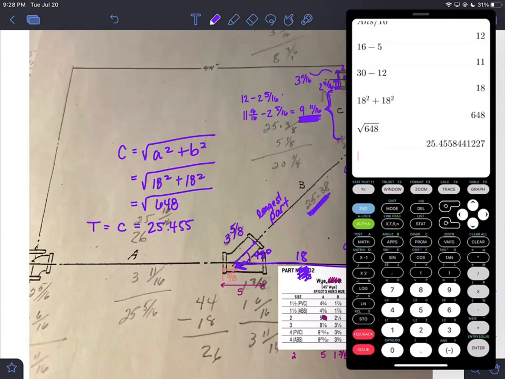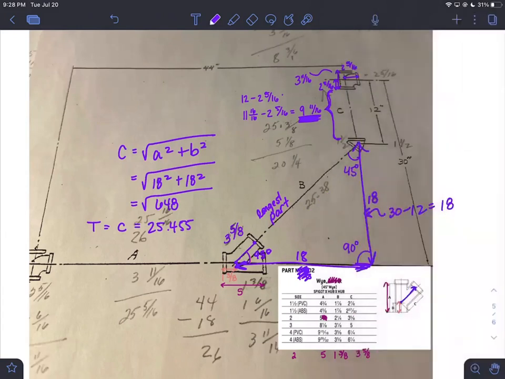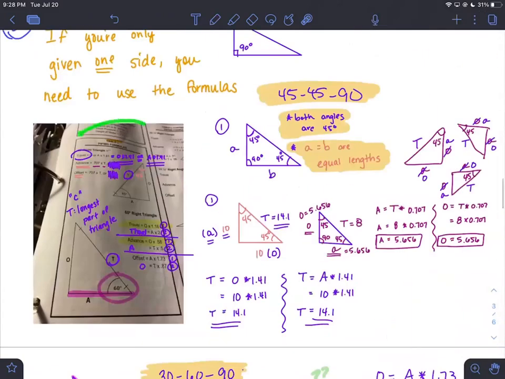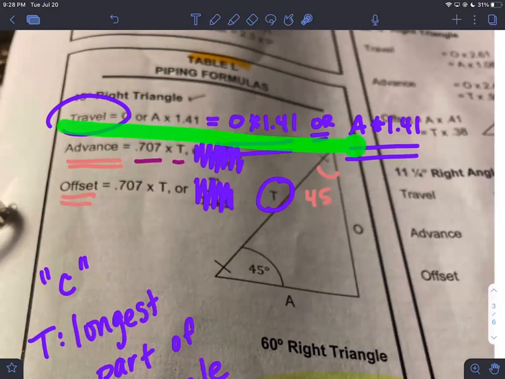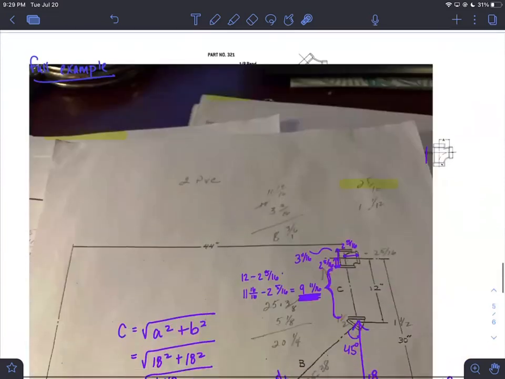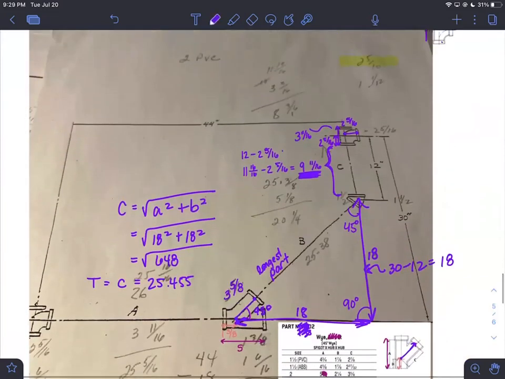So this is pretty close. Or you could, because it's a 45, 45, I could also go back and use one of my equations here. So I could say, okay, well, if I'm solving for t, I could do 18 times 1.41. And we should get the same answer. So I'm going to do 18 times 1.41.